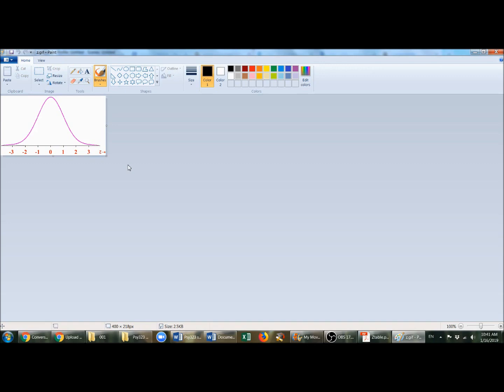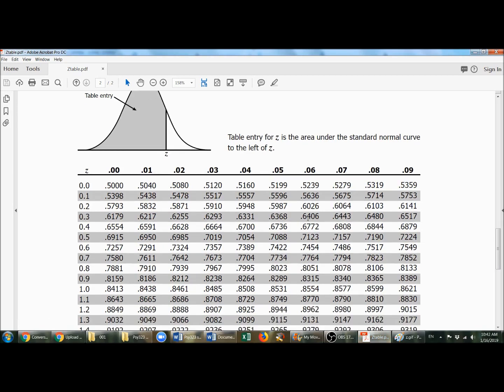More about that later. But now, as you can see, the z-distribution has a mean of 0 and a standard deviation of 1, right? On the right-hand side will be positive values, so positive 1, 2, and 3. And on the left-hand side will be negative 1, negative 2, negative 3, and so on and so forth. So now let's take a look at the z-table.